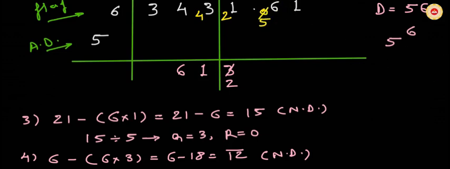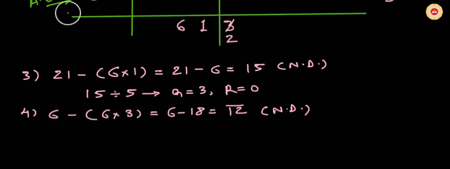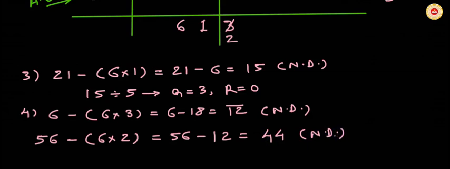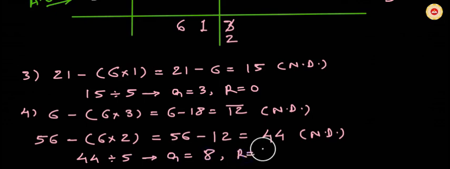Now friends, let us calculate net dividend by repeating this step. 56 minus 6 multiplied by 2. See, recent quotient digit is 2, so I have written 2 here. 56 minus 6 2s are 12, which gives us 44. 44 is net dividend. Now let us divide 44 by actual divisor 5, which gives us quotient 5 8s are 40. Quotient is 8 and remainder is 4.